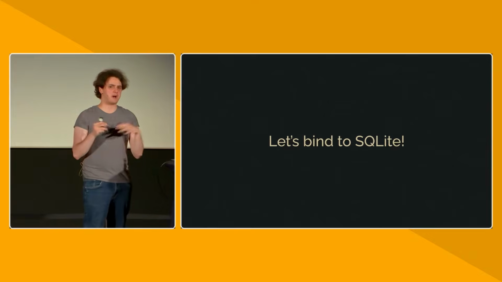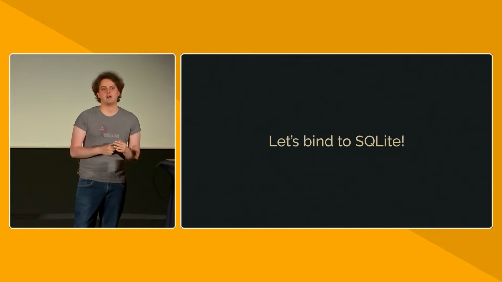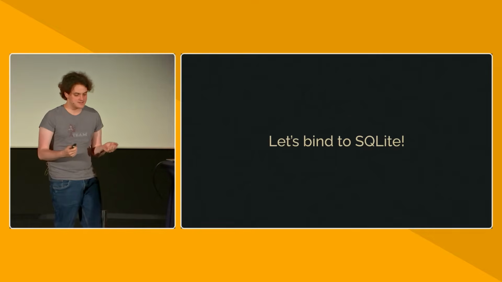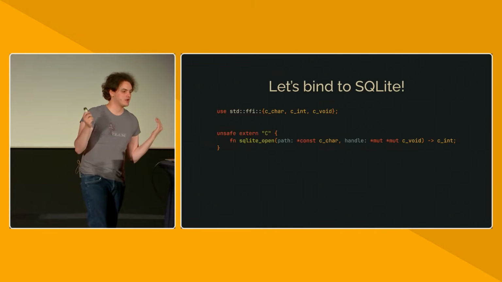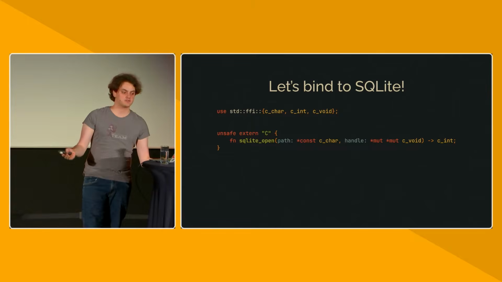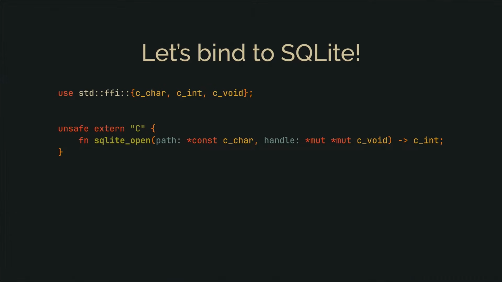So let's just bind to SQLite. SQLite is a C library to have embedded databases. And given that it's a C library, if you want to bind to it, we need to create an FFI declaration. So this is how you do it in Rust. You import the required types, and you declare what the function should look like. Then we add the link attribute to tell the compiler to link to SQLite version 3, so that in the end it will be included in your program, even though it's not written in Rust.